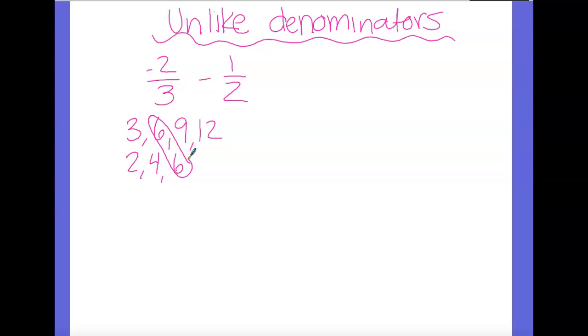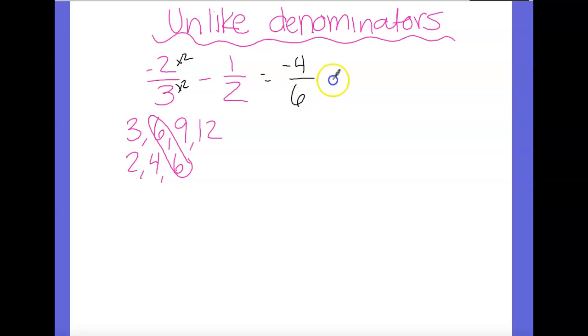So now, what do I need to multiply 3 by to get 6? 2. So I'm going to multiply the top by 2 and the bottom by 2. So negative 2 times 2 is? It's not 4. It's negative 4. This is the most common mistake that students make. When they rewrite their fractions, they forget the negatives. 3 times 2 is?